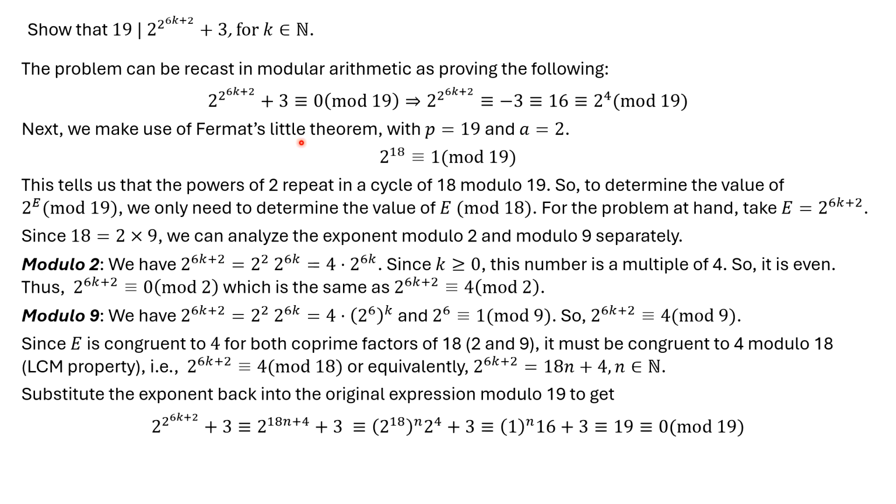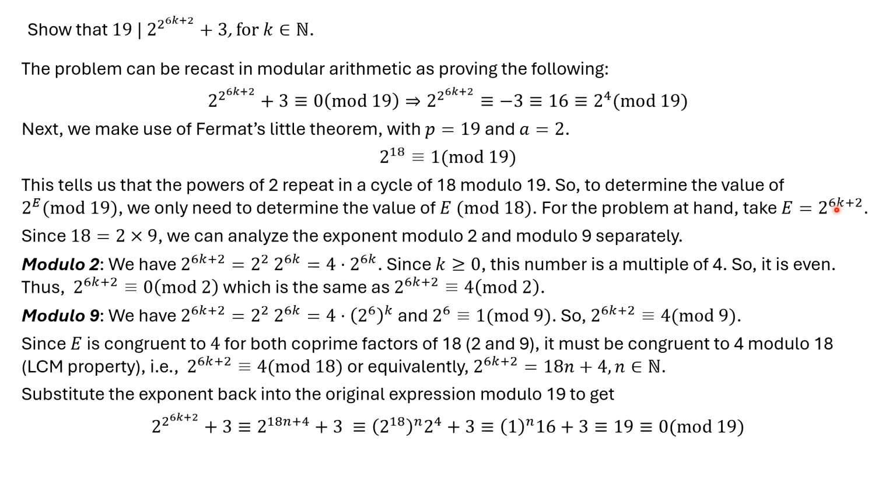Next, we make use of Fermat's little theorem with p equals 19 and a equals 2. And we get 2 to the p minus 1, 18, is congruent to 1 mod 19. This tells us that powers of 2 repeat in a cycle of 18 mod 19. So every time we get to 2 to the 18th, we go back to 1, and that reduces the problem to a simpler problem. So to determine the value of 2 to some exponent e mod 19, we only need to determine the value of e mod 18.